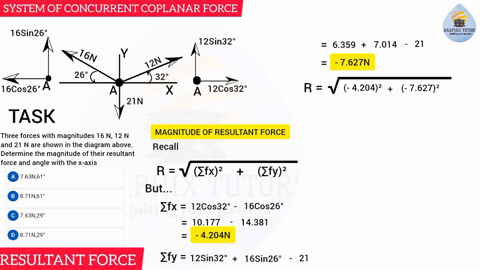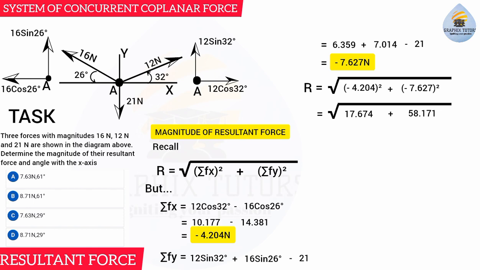So when we move forward, when you square it, the resultant will be equal to the square root of minus 4.204 squared, which is 17.674, plus minus 7.627 all squared, which gives us what? 58.171. Is that taken? This is what we have here.